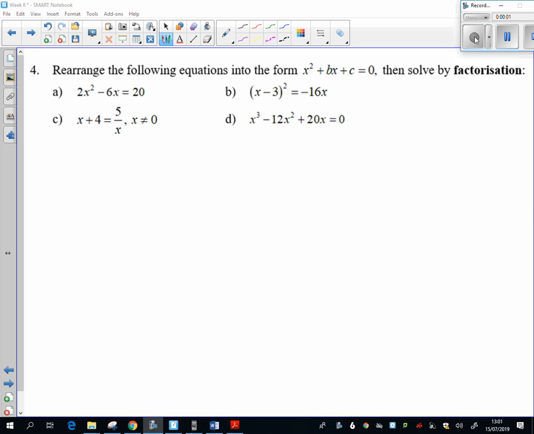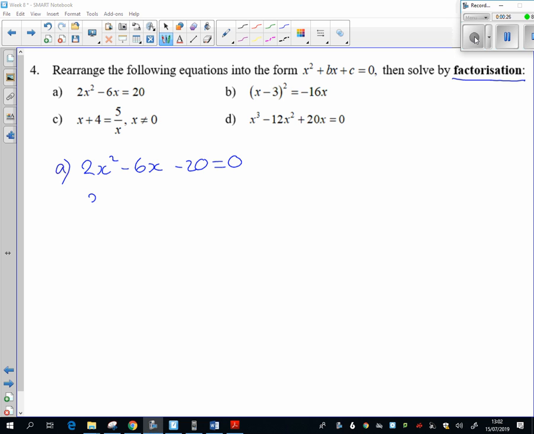Okay, so it does actually tell me to rearrange these first, but I would be expected to realise that all of these are quadratics or cubics in various forms. So I'm going to make each equal to 0 first, and again it says it won't tell me to factorize if it's not possible to factorize them, so they won't give me any trick questions.